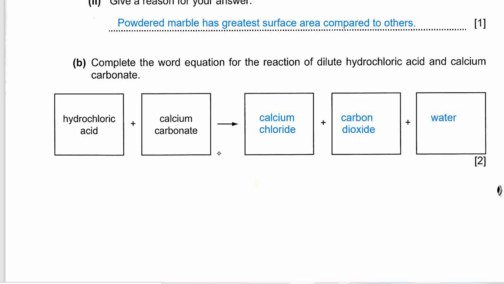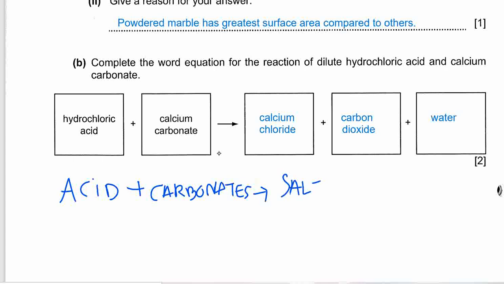Acid with carbonate compound will produce salt, carbon dioxide, and water. This is the salt. This is the carbon dioxide. And this is the water. This is the main reaction for acid that we have to remember.